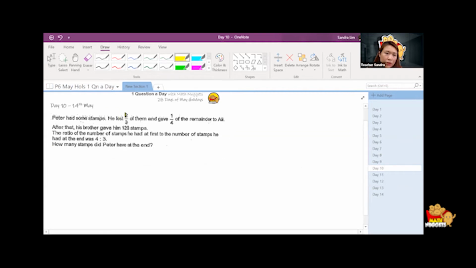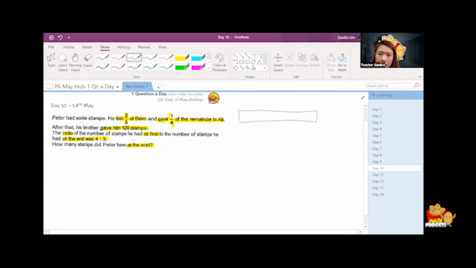So we know Peter had some stamps. He lost 2/3 of them. He gave 1/4 of the remainder to Ali. After that, his brother gave him 120 stamps. And in the end, the ratio of what he had at first to what he had at the end was 4:3. So we want to find Peter at the end. Okay, so let me try to illustrate this in the model for you to understand.